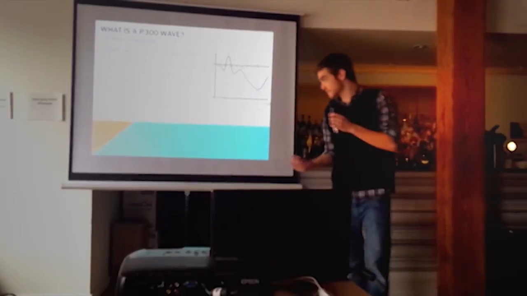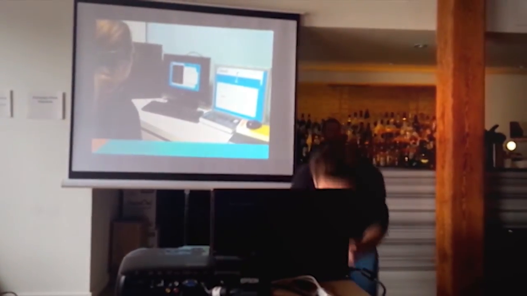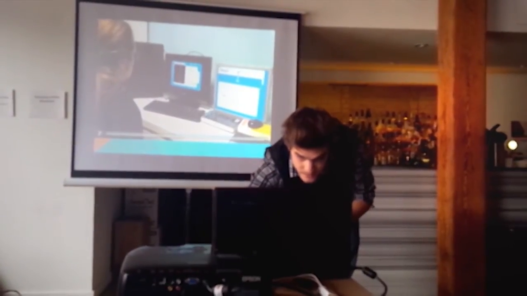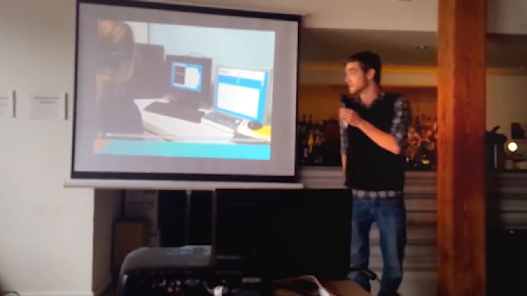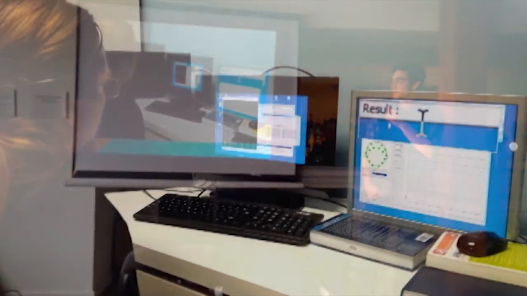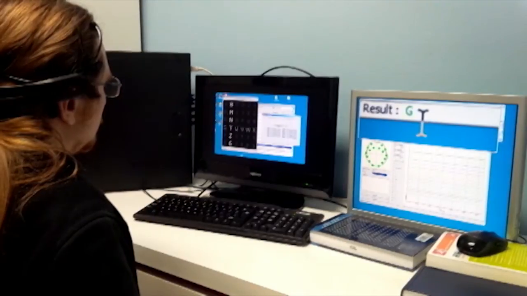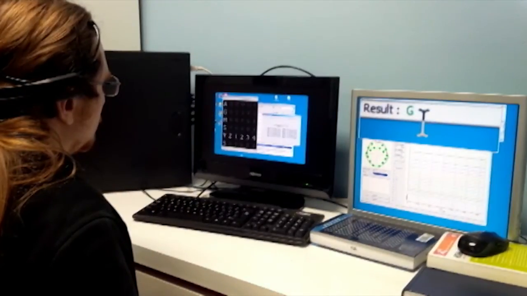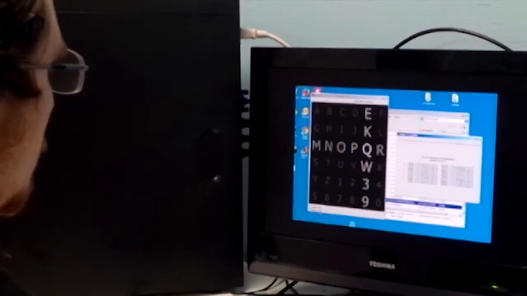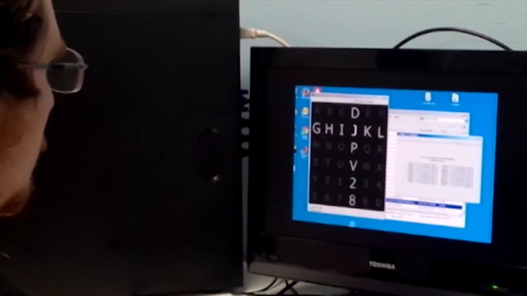So using this wave and using this technology, this is what's known as a P300 speller. Here we have one of our researchers, Mike Willen. How it works is we have a 6x6 grid of alphabet letters. Mike stares at the letter he wants to spell, and we flash the rows and the columns of the grid randomly. In this case, the rare event is when the row containing the letter he's trying to spell flashes, and then the column flashes directly after it. That's the rare event that he's looking for.